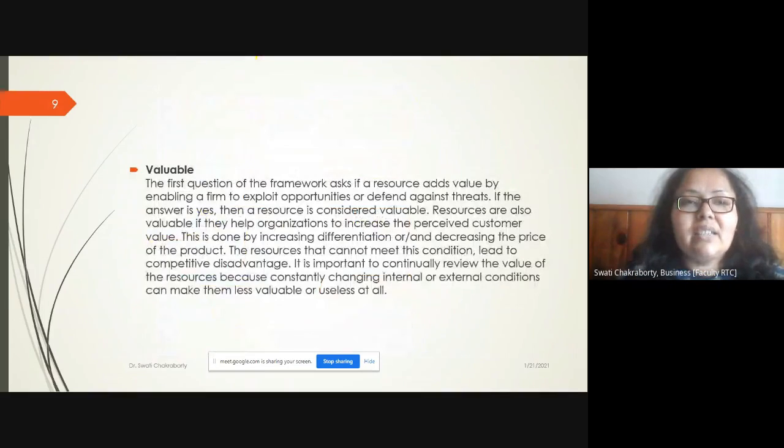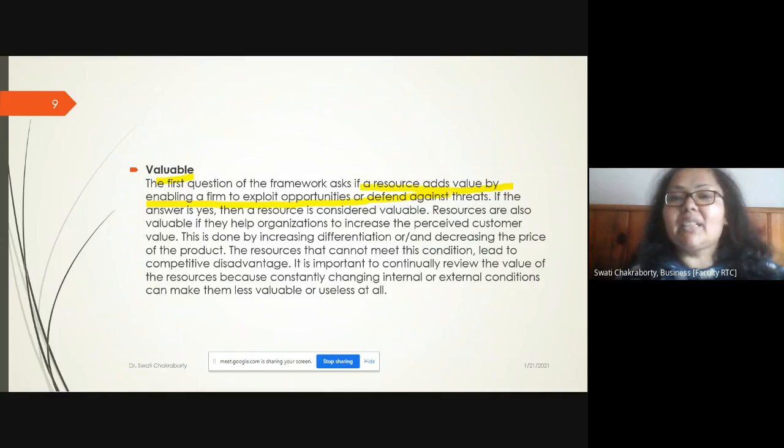So let's go into the details of this. When we say valuable, we ask whether the resource of the firm adds value by helping the firm to exploit opportunities and also protect against threats. If yes, then it is valuable, because it helps to increase the perceived customer value. It increases the customer's value.